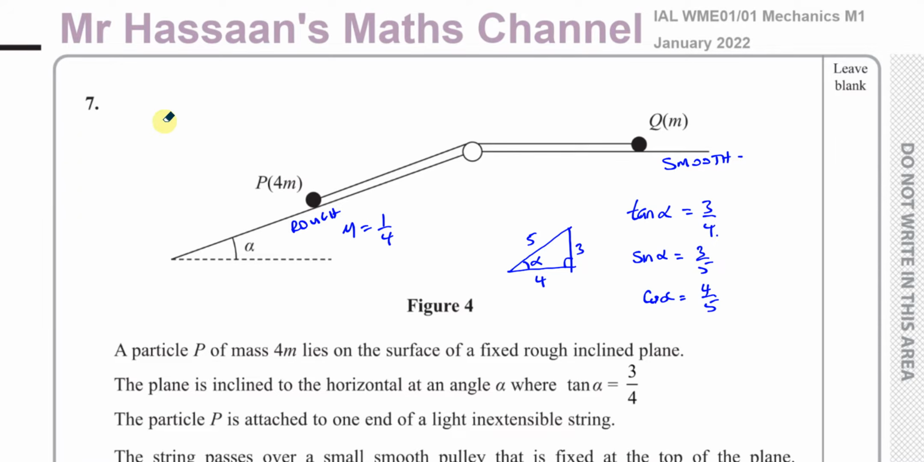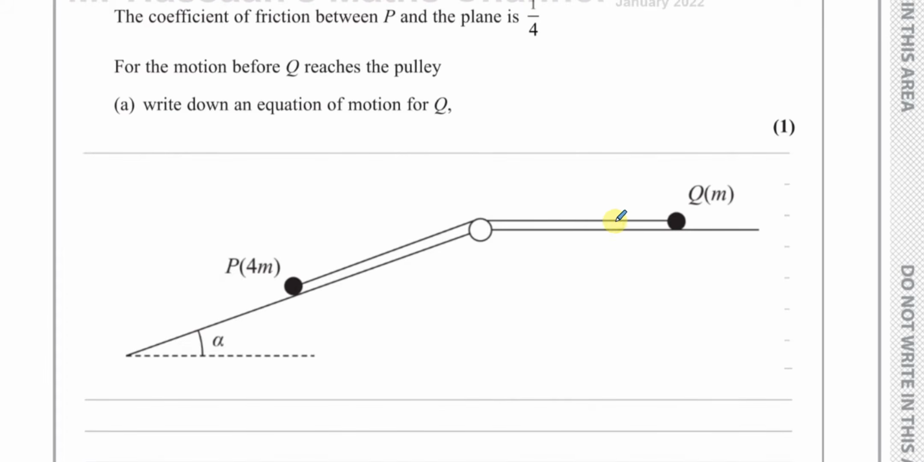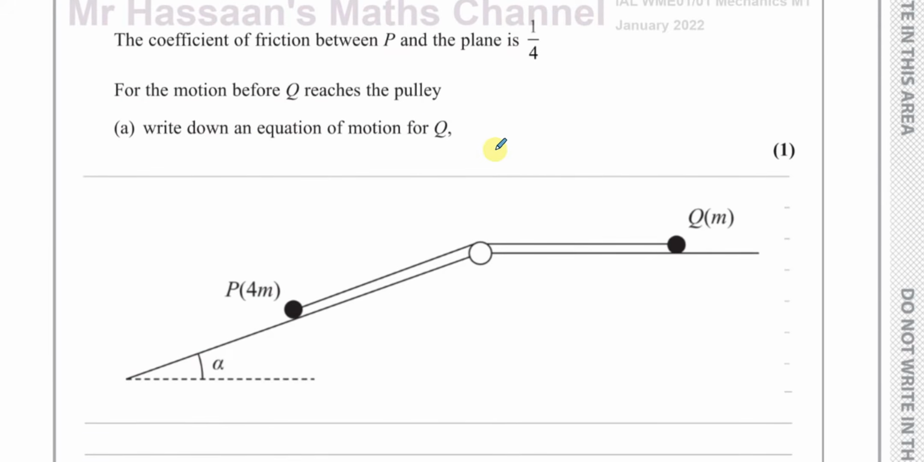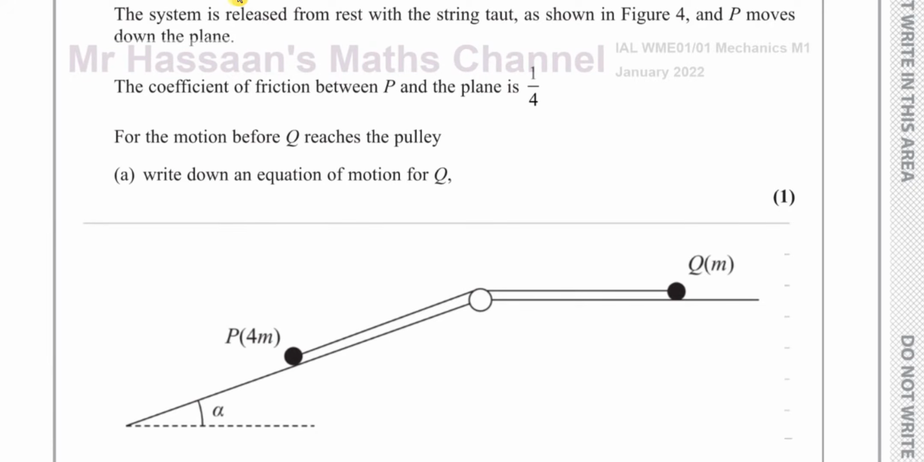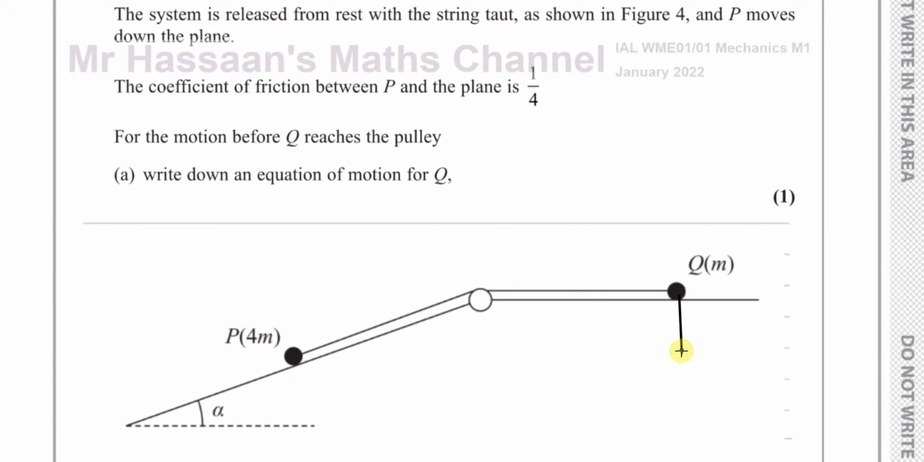That's something else. Okay, that's fine. Let's just go ahead and put what we need up. Just put a diagram here. They're asking us for the motion before Q reaches the pulley. Write down an equation of motion for Q. Let's just deal with Q then. For Q we have some of the forces acting. We have the weight. Those are the forces acting on Q.